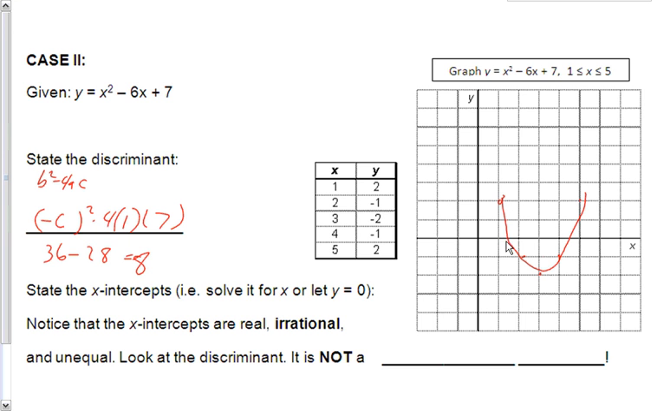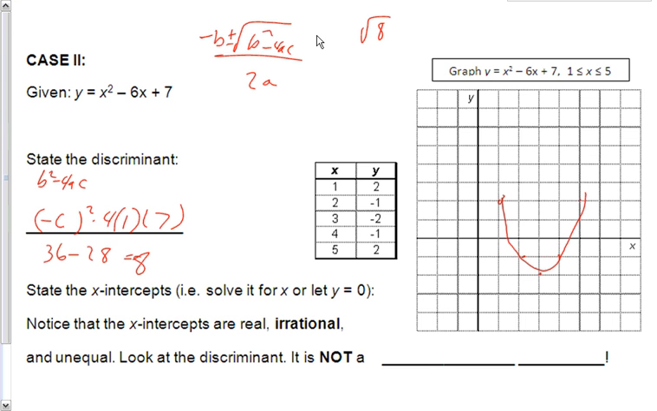Alright? Now notice it doesn't hit in the lattice points. That's because, if I look in the quadratic formula, negative b plus or minus the square root of b squared minus 4ac, over 2a, we fill it in. Well, we already know this part, we just found it.